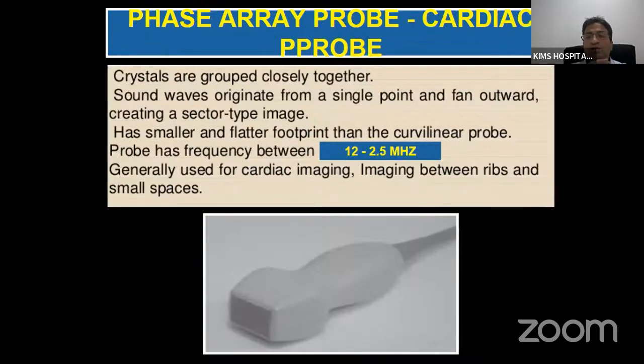So if you see, there are so many numbers written: 2.5, 5, 10, 12. So what does it mean? The higher the number, the higher the frequency. That means the penetration is less, but the resolution is very high.